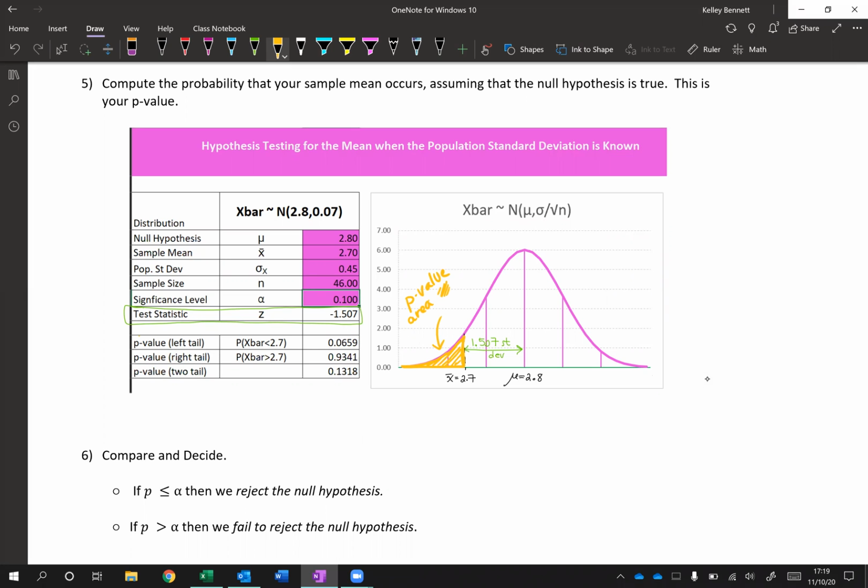Remember, it's up to us to decide: are we going to get the p-value for a left-tailed, a right-tailed, or a two-tailed test? Because it always is going to give us all three. So we need to be judicious and understand which one we're grabbing. We are doing left-tailed, so this area is equal to 0.0659.